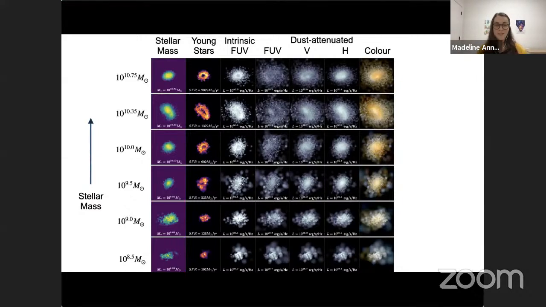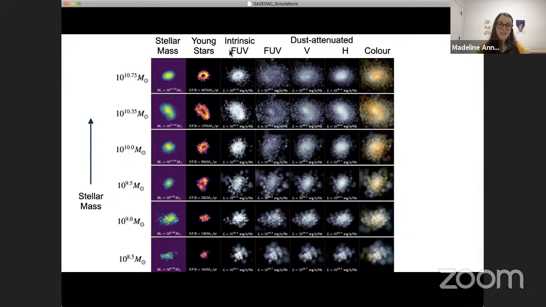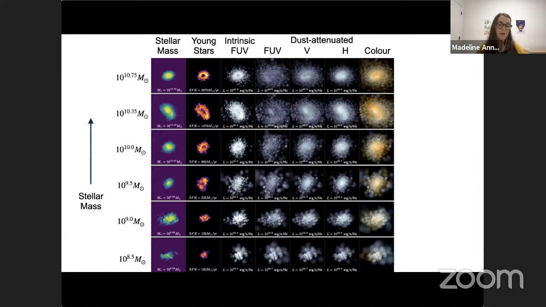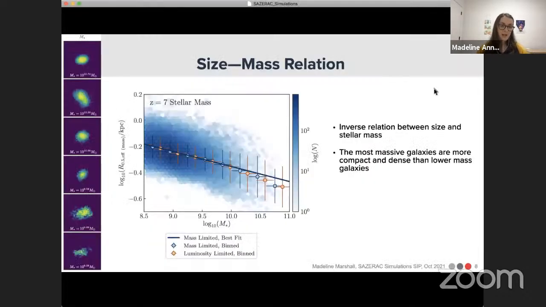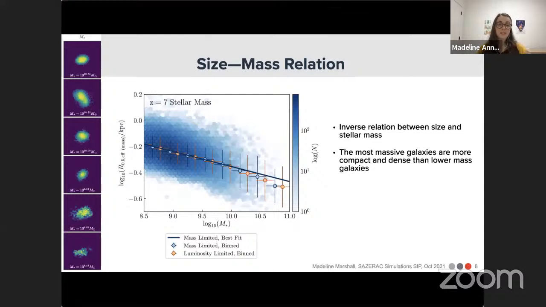And then we look at the SEDs. Here are the intrinsic far UV images. Then we've got dust attenuated far UV, V and H band images, and finally a color composite of these 3. I'm going to refer back to this plot and pop it up again a few times as we go along, but this is just to give you some idea of what kind of things we're looking at. So to start with, we consider the size-mass relation.